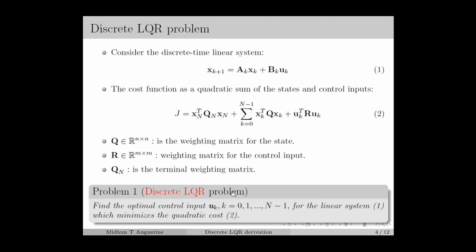Now the discrete LQR problem is to find the control input u_k at each time instant for the linear system, which minimizes the quadratic cost. Here n is the time horizon in discrete time, which is basically the number of time instants we compute or update the control input.